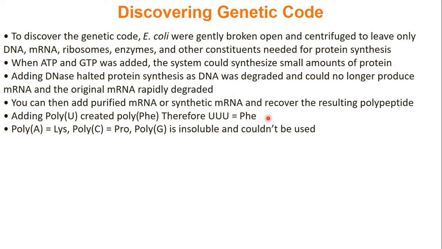So for example, scientists started simple. They added an mRNA that had only U on it. They found out that this created phenylalanine, so poly U equals Phe. Adding poly A gives Lys, poly C gives Pro. However, poly G mRNA isn't actually soluble in our cell-free system. So we couldn't make an mRNA just of poly G, and we couldn't figure out what poly G encoded for using this system.